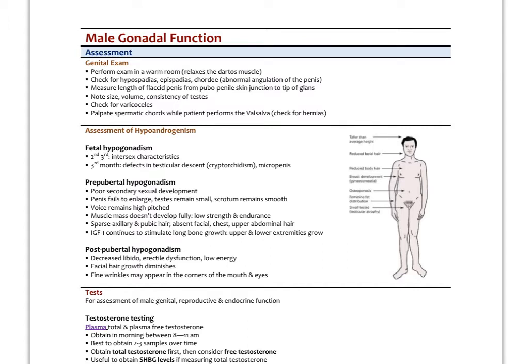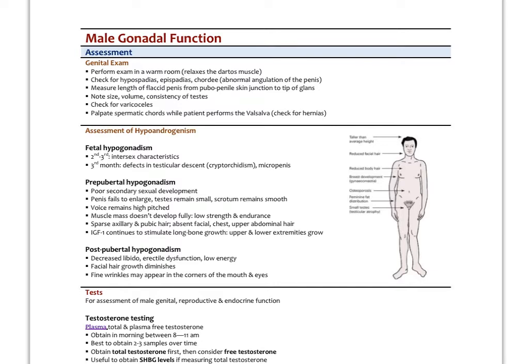And then look at the normal size, volume, and consistency of the testes. So do a testicular palpation. And we're going to look for things like varicoceles, which I'll talk about later, and any other enlargement, tenderness, etc. And then palpate through the inguinal canal the spermatic cords while the patient bears down with a Valsalva. So that's a typical male genital exam.